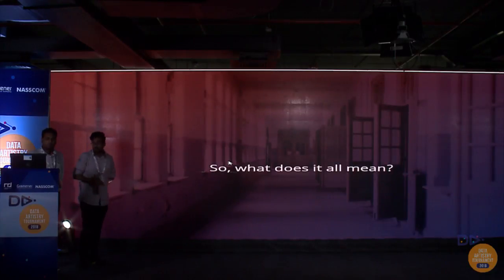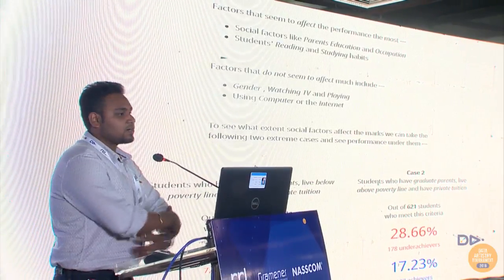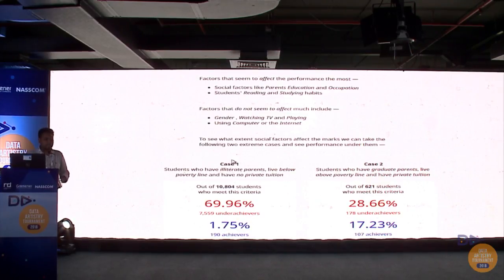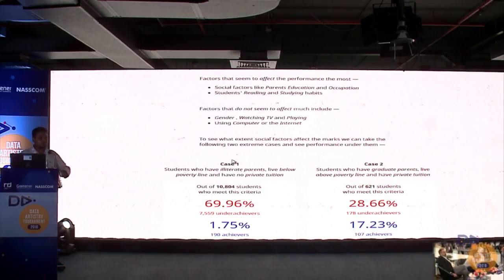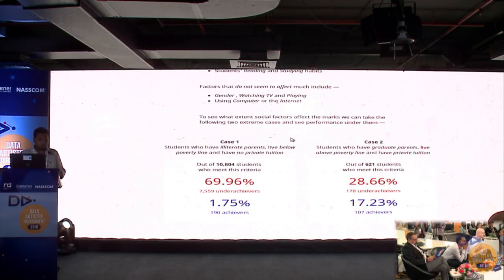Well, so what does it mean? From what we have seen till now, we can say that the factors that seem to affect the performance most are the social factors like parents' education, occupation, whether they're above or below the poverty line, and also students' habits, like how they study and what they read. Factors which do not seem to affect much are gender, watching TV, playing, using computer, using internet. Definitely they do have a positive impact, but the impact isn't much different for achievers and underachievers.